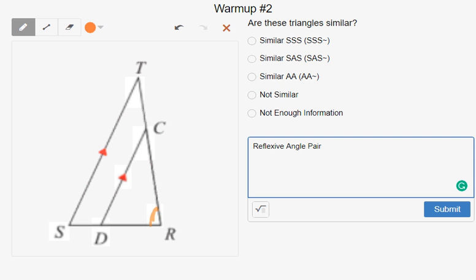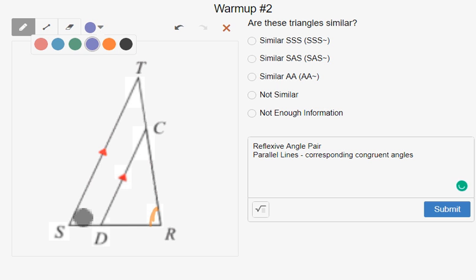Then your eyes should be drawn to the red arrows. Remember, arrows are used in mathematics to denote parallel lines. And when we have parallel lines, we look for corresponding congruent angles. And we have 2 pairs of those. One is at angle S and CDR, and the other is at angle T and angle DCR. Well, we have at least 2 pairs of congruent angles. Therefore, these triangles would be similar by angle-angle.